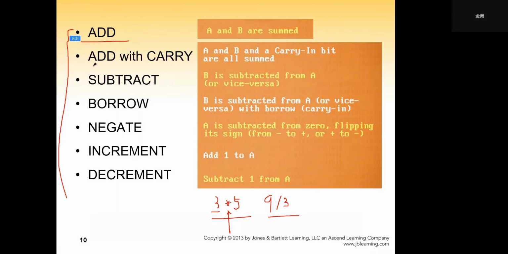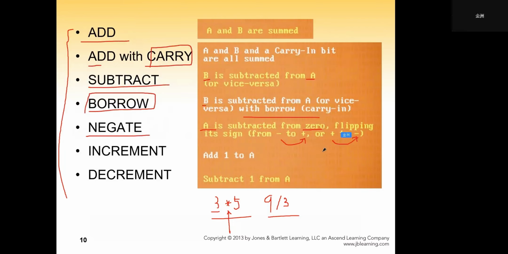We can calculate addition with a carry. We can also do subtraction, that means B is subtracted from A. We can also do subtraction with a borrow, that is, B is subtracted from A with the borrow. And we can also do negate. That is, A is subtracted from 0. That means we flip its sign, from negative to positive, or from positive to negative.